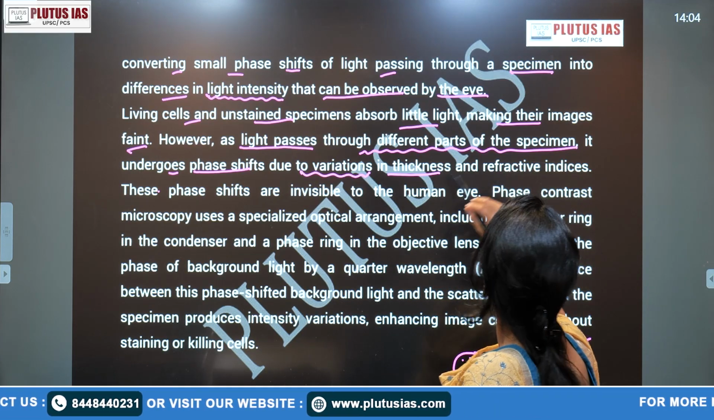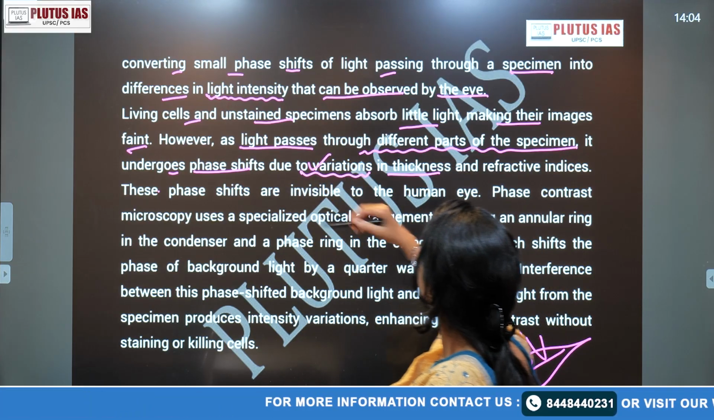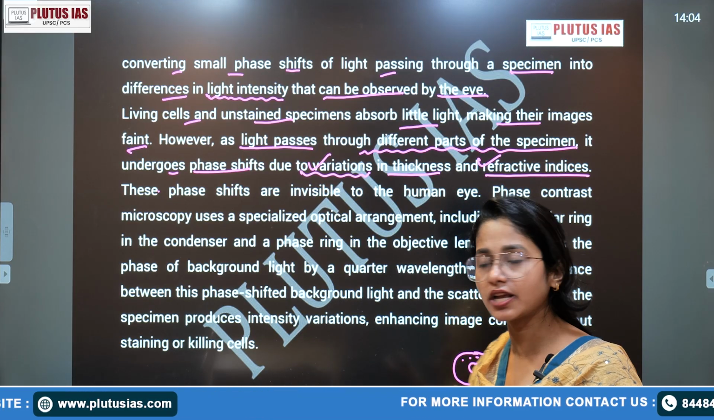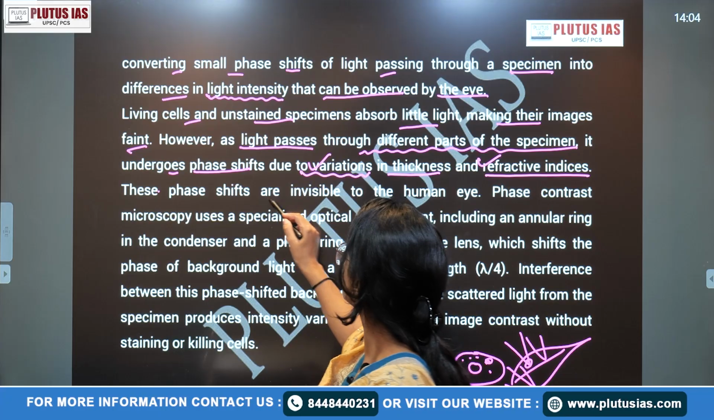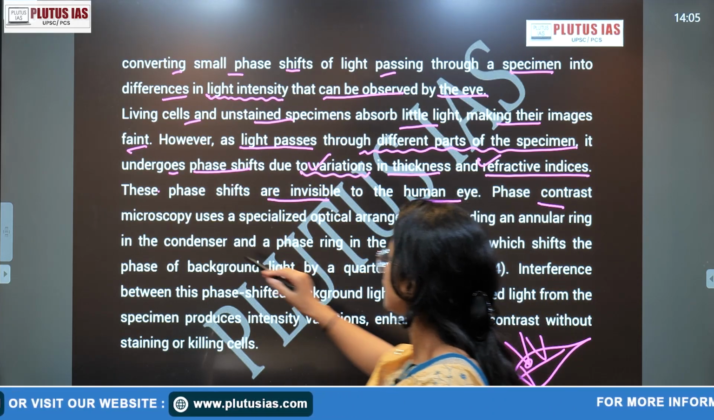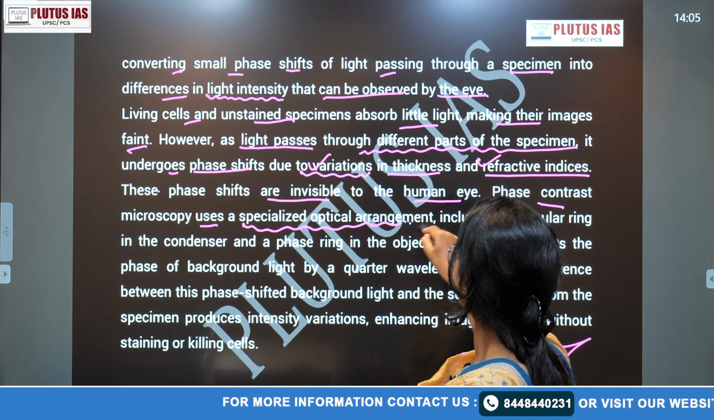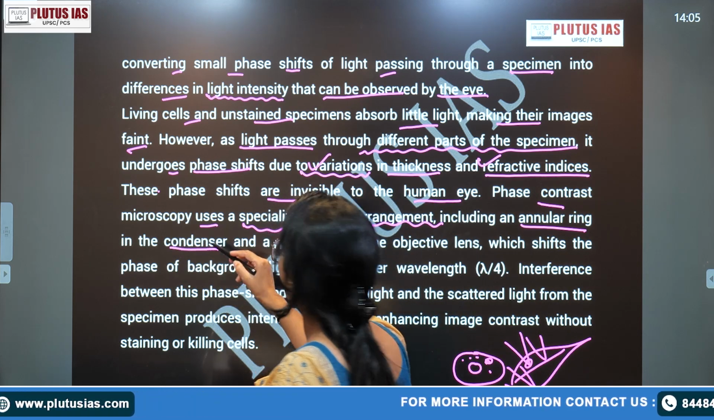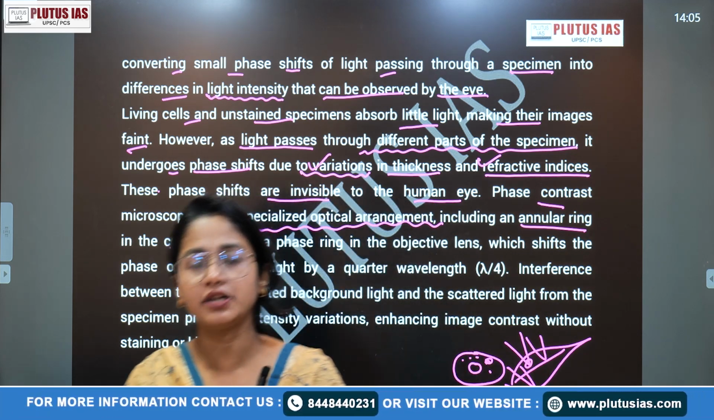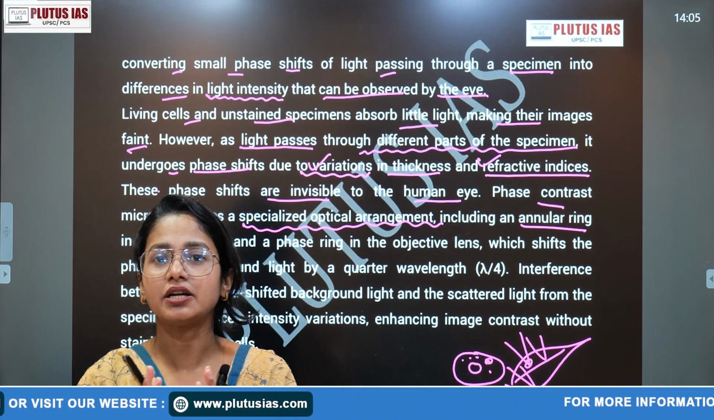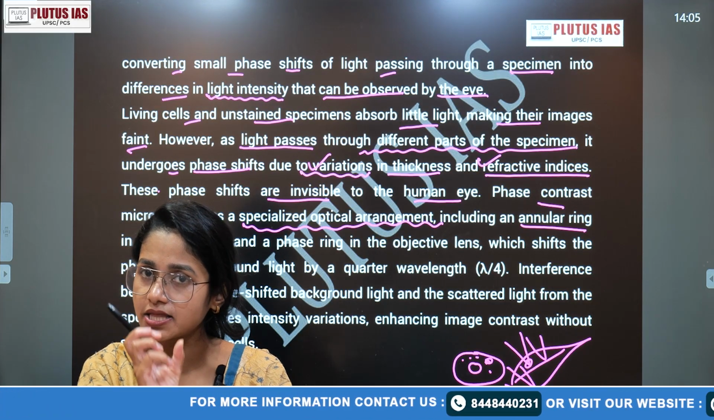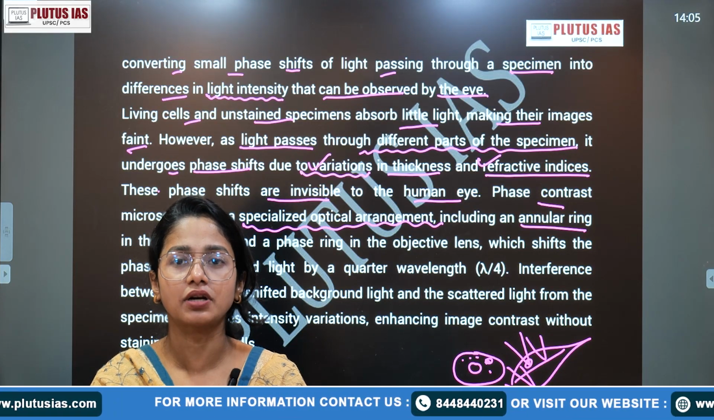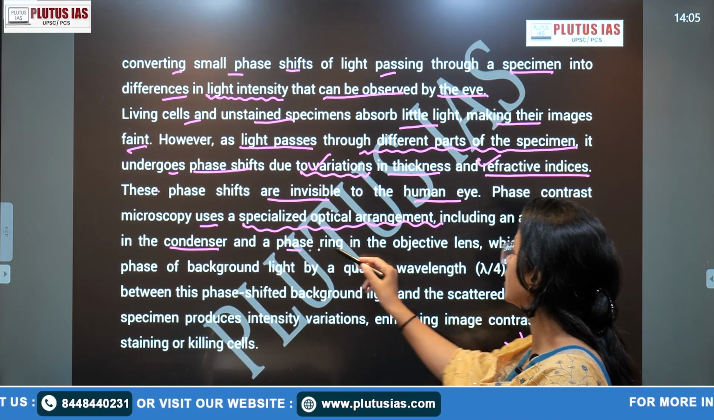microscopy. Okay, so what we are covering: it undergoes a phase shift due to the variation in thickness and refractive index. We know the basic physics concept, the refractive index, right? These phase shifts are invisible to the human eye, and phase contrast microscopy uses a specialized optical arrangement. Of course, we are going to see that diagram also, including an annular ring in the condenser. What is a condenser? In earlier microscopy we have already covered the condenser. The condenser is the instrument which condenses the different spectra of light into a specific zone of light which we require to see the object. And a phase ring in the objective lens.